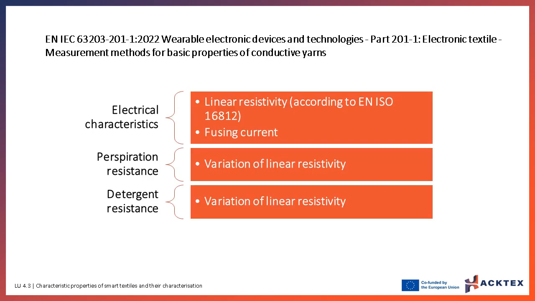Standard EN/IEC 63203-201 Part 1 considers the following characteristics for the yarns: electrical linear resistance, as defined by EN 16812, and the fusing current, the level of current that can melt or ignite a conductive yarn. Linear resistance is also determined after the samples with integrated conductive elements are subjected to artificial perspiration, a characteristic called perspiration resistance, and after the samples are washed, defining the detergent resistance.